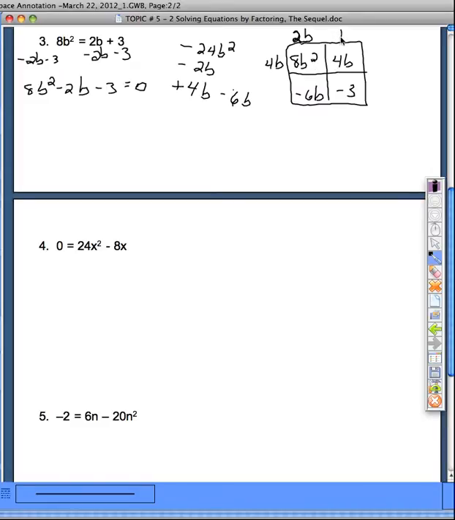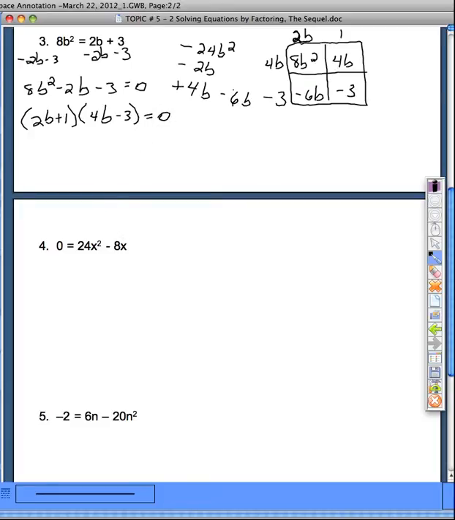4b times 1 will give me 4b. 2b times negative 3 will give me negative 6b, and 1 times negative 3 will give me negative 3. So my factors are 2b plus 1 times 4b minus 3 equals 0.